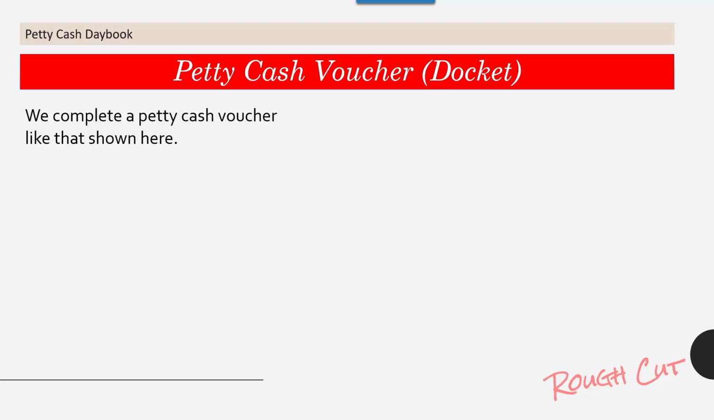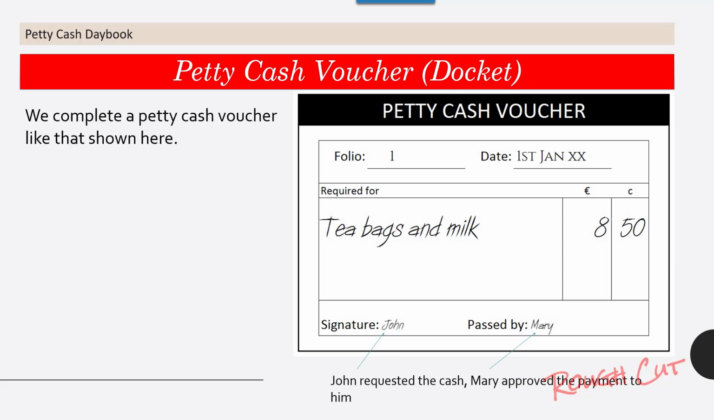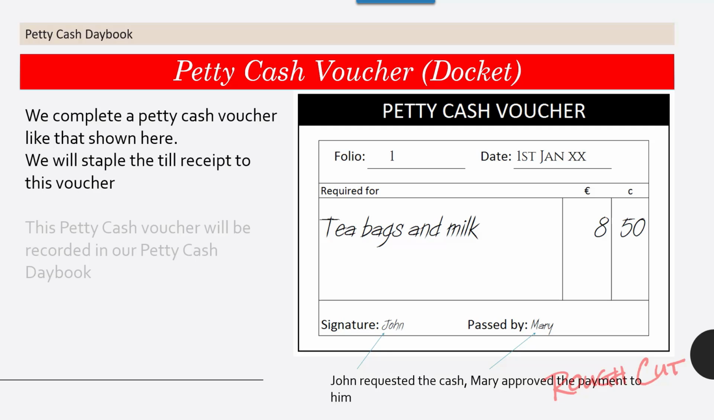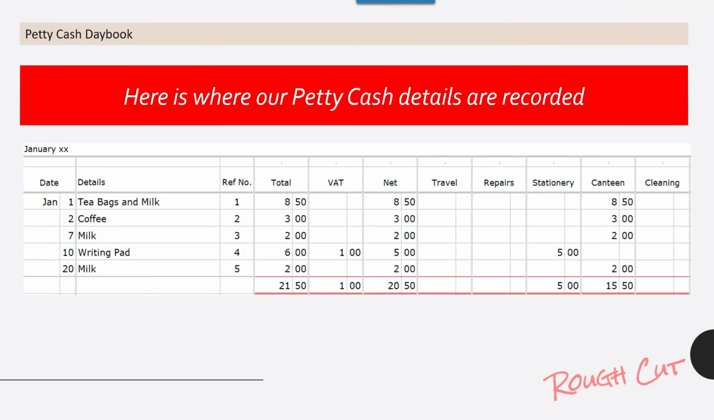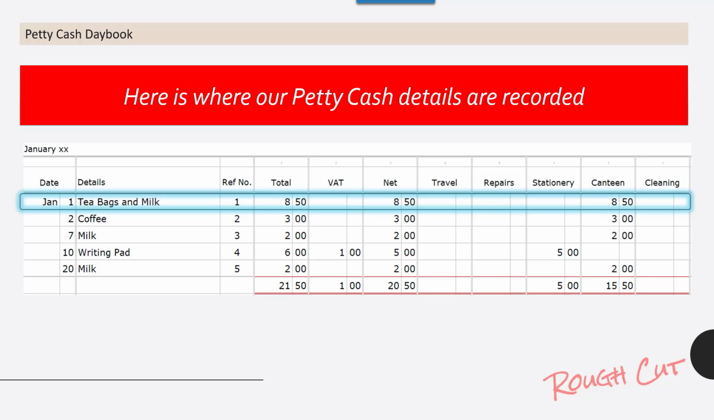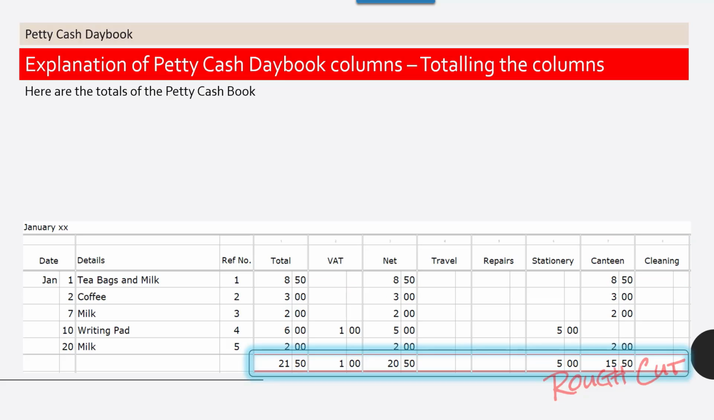We complete a petty cash voucher like that shown here. We will staple the till receipt to this voucher. This petty cash voucher will be recorded in our Petty Cash Daybook. Note, see the video on using the imprest system for managing petty cash. Here is where our petty cash details are recorded. This was the voucher we just saw on the previous screen.